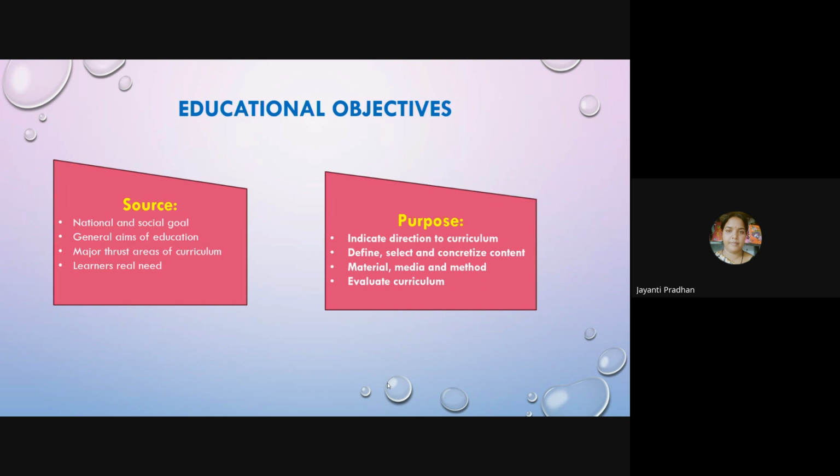So if we know why the program was made, at the end of or after implementation of the program, we can assess the effectiveness of the program. The program that we did, to what extent it is satisfied or to what extent it addressed the need of the learner. So this is the purpose. These are the purposes for which we have designed the educational objectives.